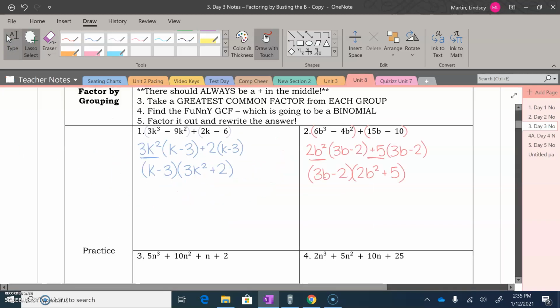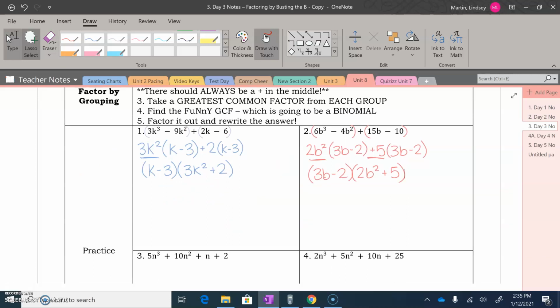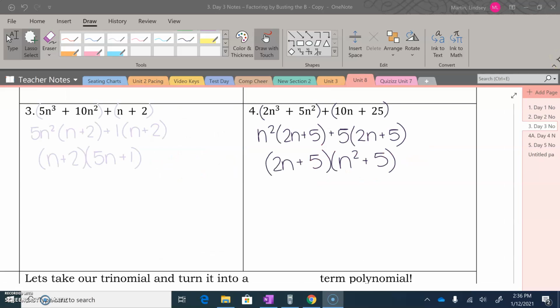Pause the video here and try number 3 and 4 on your own. Here are the answers for number 3 and number 4. Make sure that when you are doing number 3, after you take the GCF of the first group, you have to look for the GCF of the second group. The second group does not have a GCF per se. There's nothing that you can divide out that will change my group. So in that case, my GCF is 1.